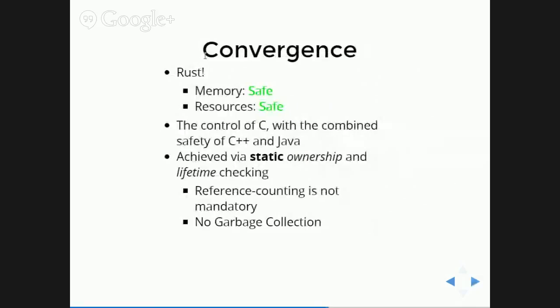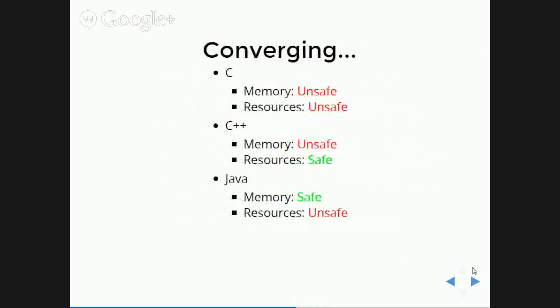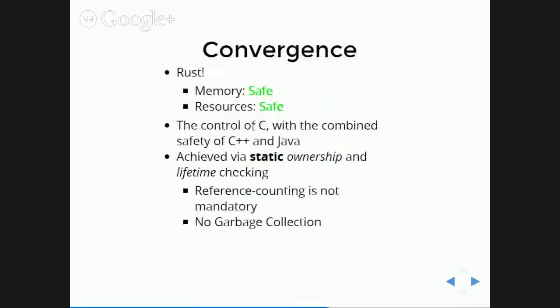So Rust comes along, and Rust, I would dare say, is safe in terms of memory and resources. So you can get as much control as you like, basically the same as with C, but you get the safety of C++ and Java. And the way it achieves this is something called ownership and lifetime checking. In most languages, there's no concept of ownership beyond library types, for example an owned pointer in C++. But at the basic level, the compiler won't check for you whether or not you own something.